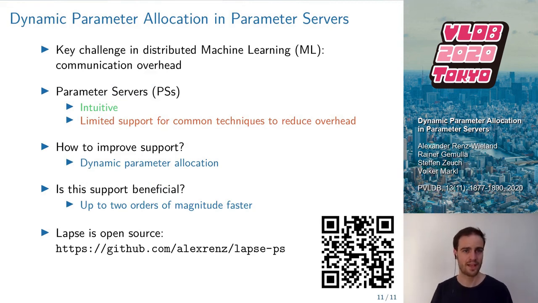So to wrap up, we saw that communication is a key challenge in distributed machine learning. Parameter servers are intuitive to use, but existing ones lack support for common techniques to reduce overhead. And you can add the support if the parameter server supports dynamic parameter allocation. And this support can be highly beneficial. It can improve performance by up to 2 orders of magnitude.